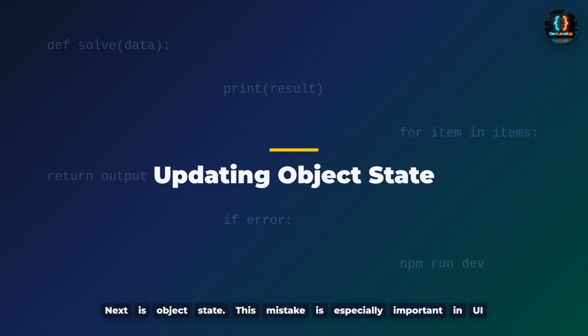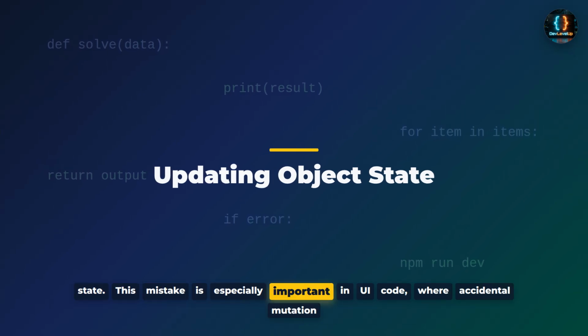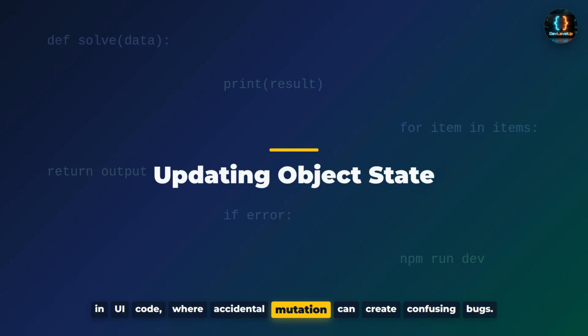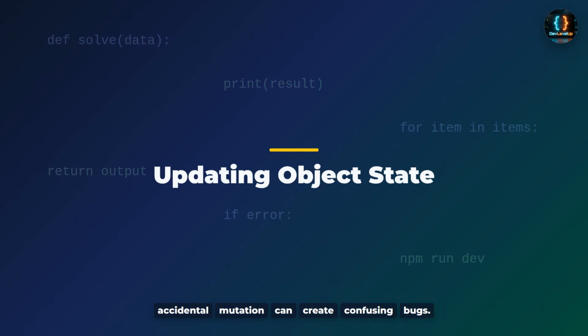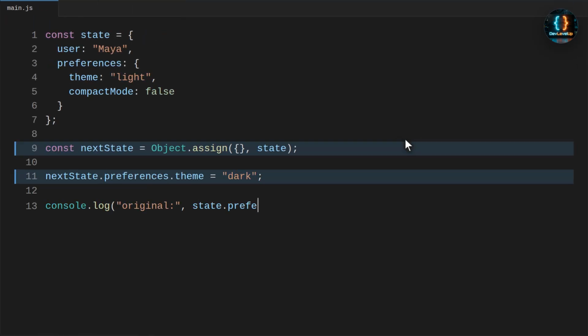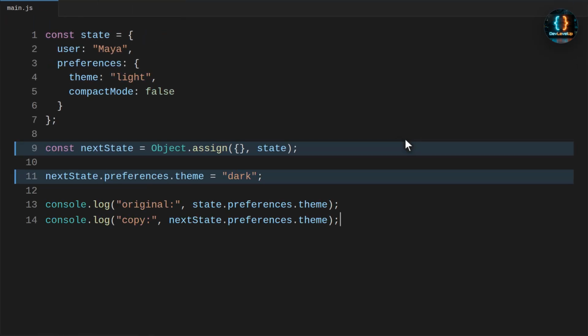Next is object state. This mistake is especially important in UI code where accidental mutation can create confusing bugs. In UI state, we often copy an object before changing it. Here, Object.assign copies the top level. Then we change a nested preference on the copy. Now we run it and notice the original state changed too.